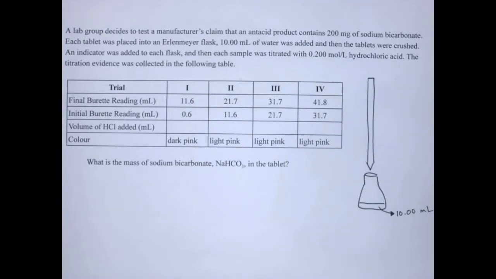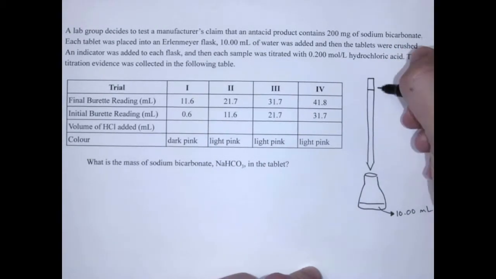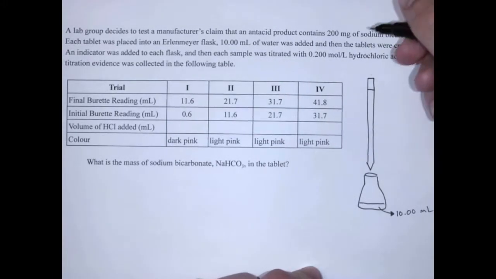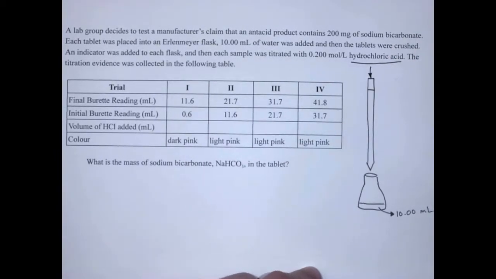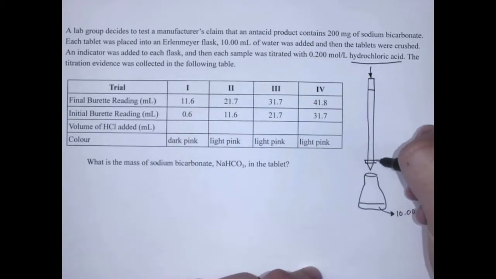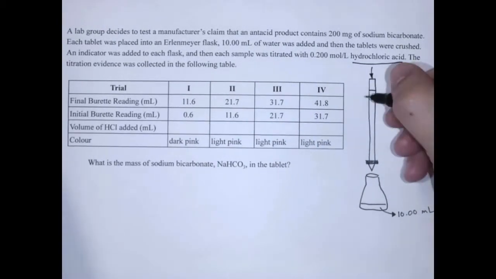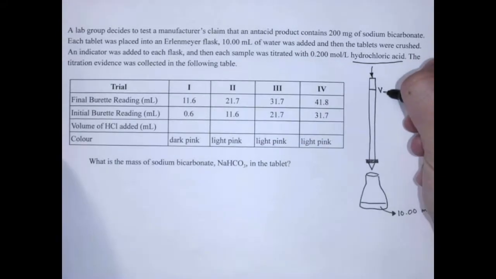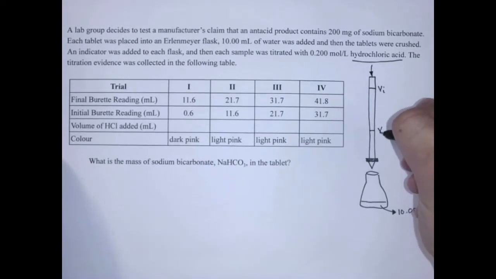And in the burette, we're going to start with a certain amount of titrant, and in this case I think it's hydrochloric acid. So the hydrochloric acid is going to get poured into the burette. And with each trial, we're going to record its initial burette reading and its final burette reading.